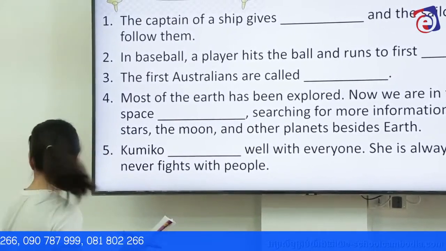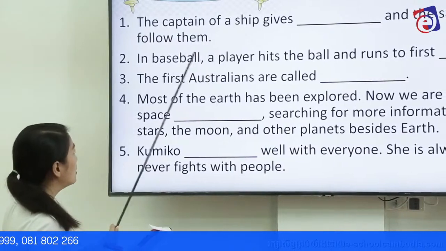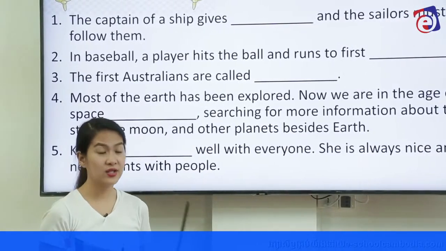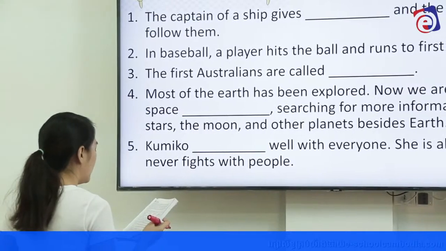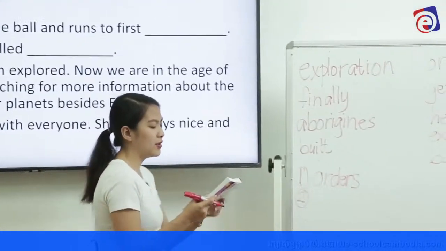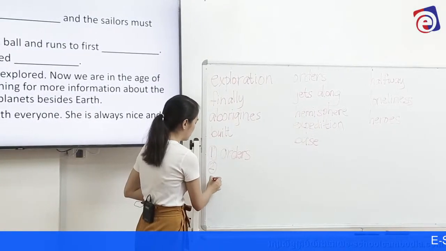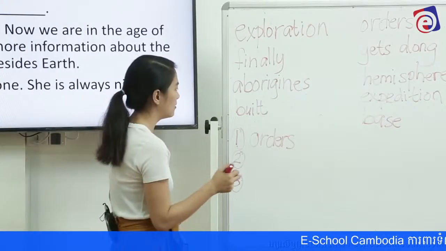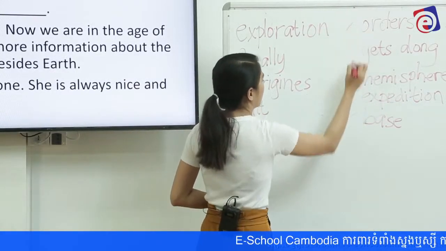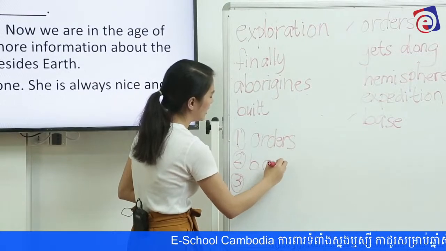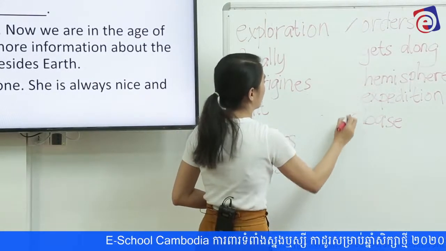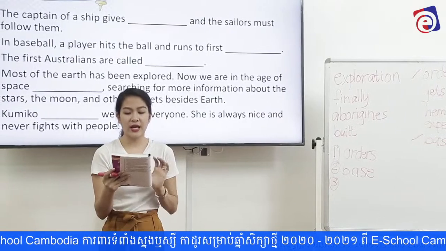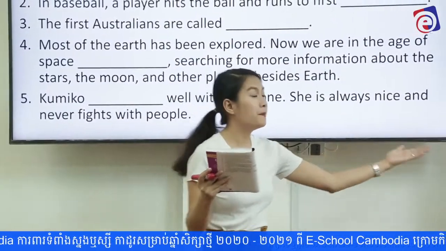Okay, number 2. In baseball, a player hits the ball and runs to first blank. What is the answer? What's your answer? The answer is base. So, number 2 is base. Okay, so I'm going to read again. In baseball, a player hits the ball and runs to first base.